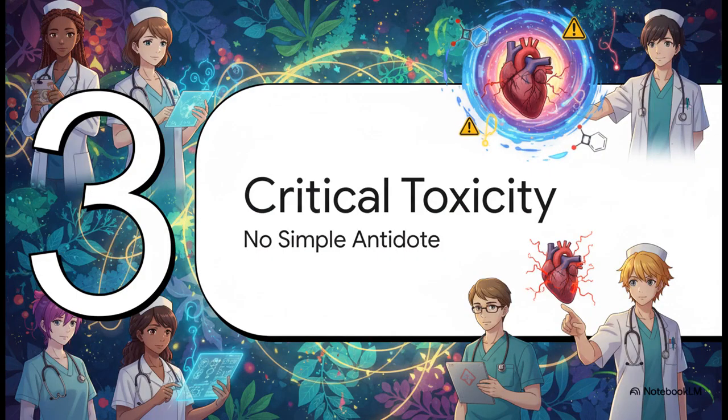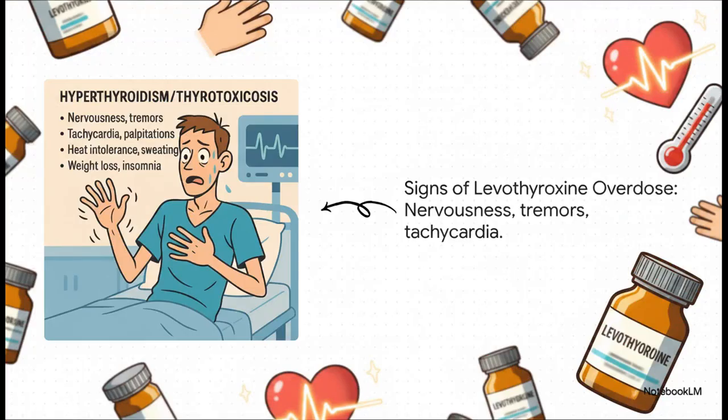So we've covered the big antidotes, which is great. But what happens when there isn't a simple reversal agent? Well, that's when the NCLEX tests a different skill. Your ability to recognize a toxicity pattern and know what to do even when you don't have that magic bullet to fix it. Just take a look at these symptoms.